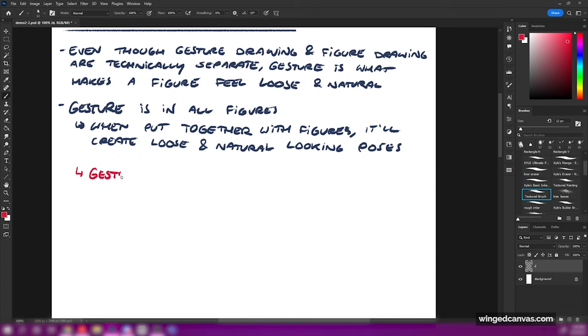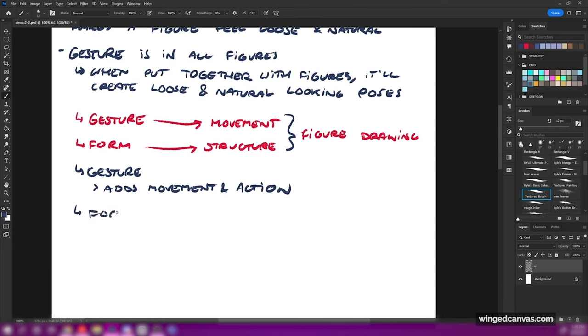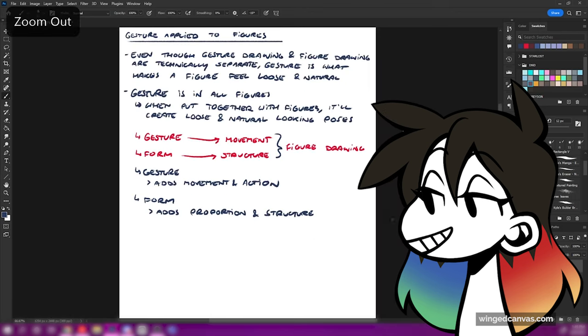So you can think of your gesture as the movement. You can think of your form as the structure. Together, it creates figure drawings. So what gesture does, adds your movement and your action, your form adds proportion and structure. Right, so you want both of those to be within all of your figure drawings.